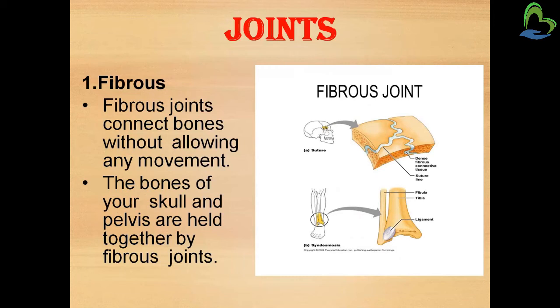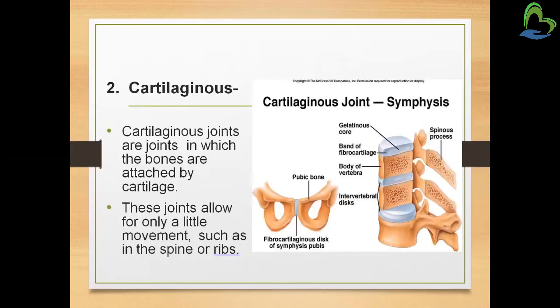Okay, so the joints present in the skull and the pelvis are known as fibrous joints, right? The second one is cartilaginous. As the name suggests, cartilaginous means the joint is attached by cartilage. So when bones are attached by cartilage, it is known as a cartilaginous joint, right? These joints allow for only a little movement, such as in the spine or the ribs.